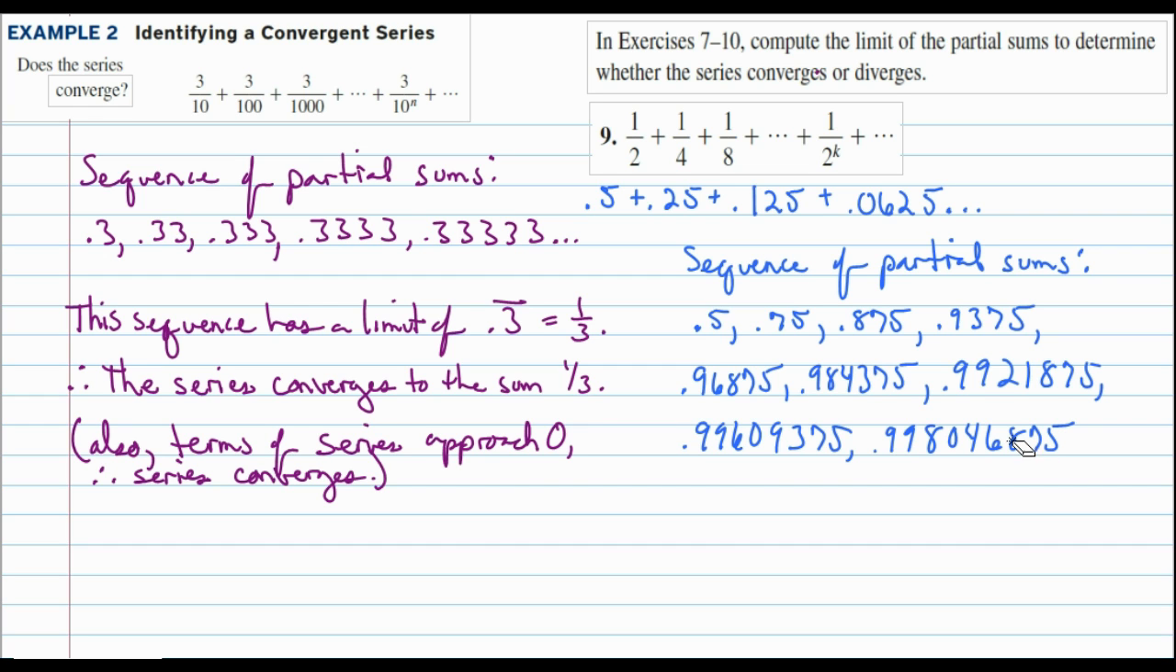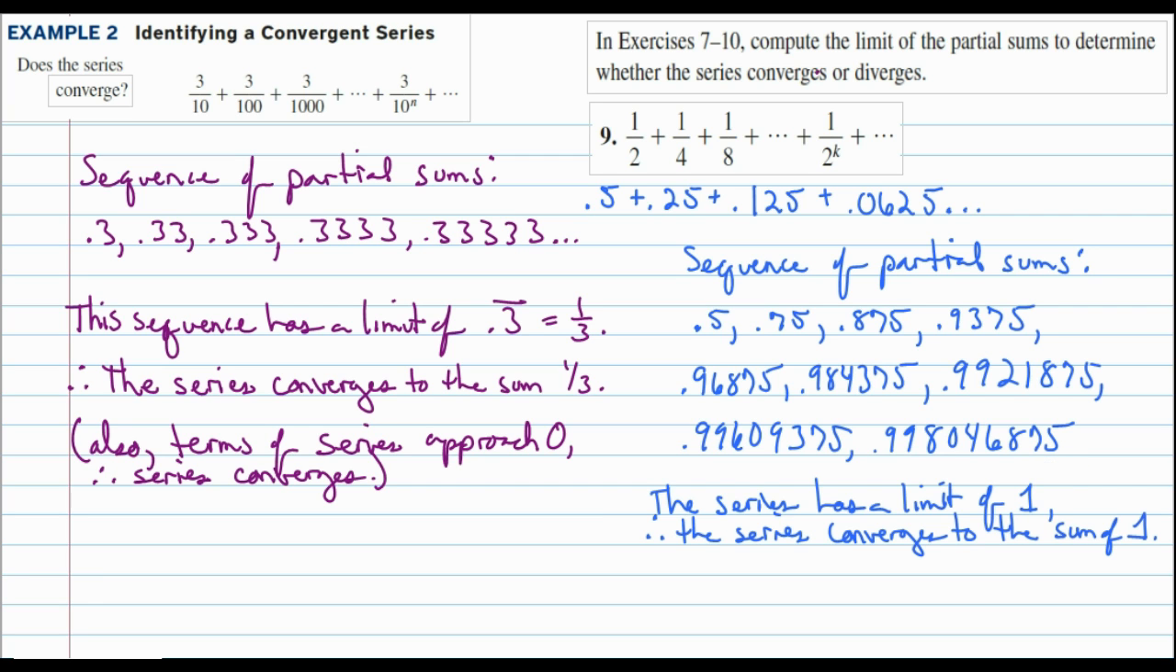just for the fun of it. And you can see that the terms in the series are getting smaller and smaller, and the partial sums are getting very, very close to 1. This series has a limit of 1, therefore the series converges to the sum of 1. And like we said, the terms of the series approach 0.